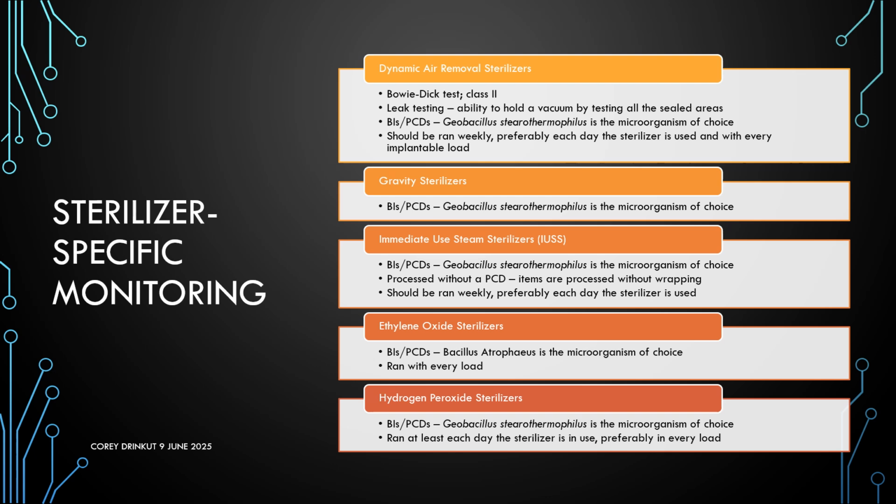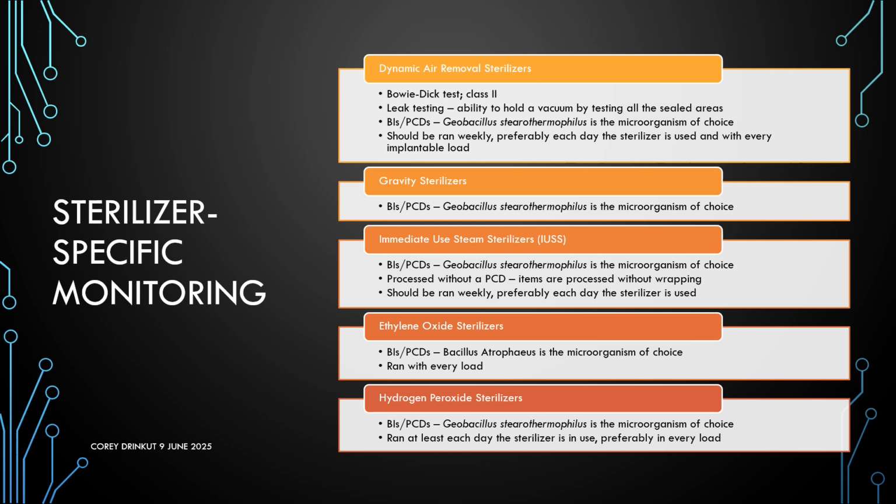It's more stringent than the Bowie-Dick because what the leak test does, it tests to make sure that there's no air escaping the chamber, but also no air getting into the chamber as well. The biological and the process challenge devices should be used daily and with every implant load to verify the sterilization efficiency.